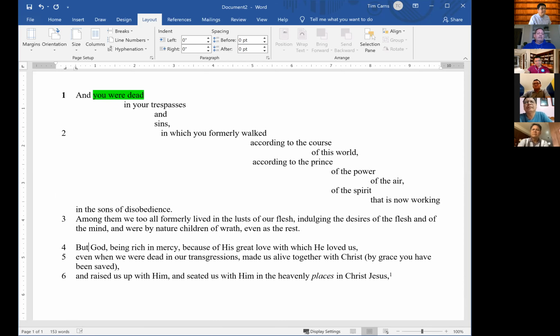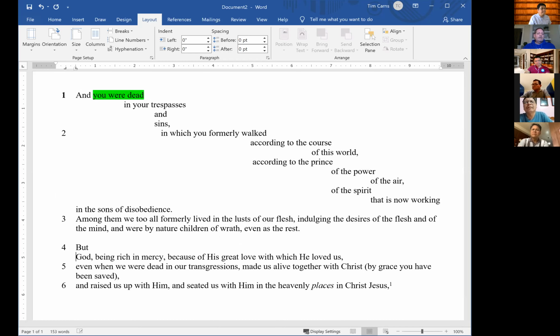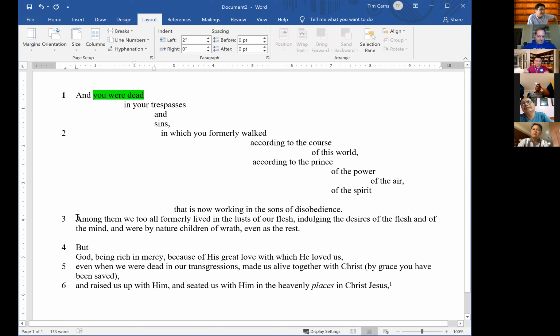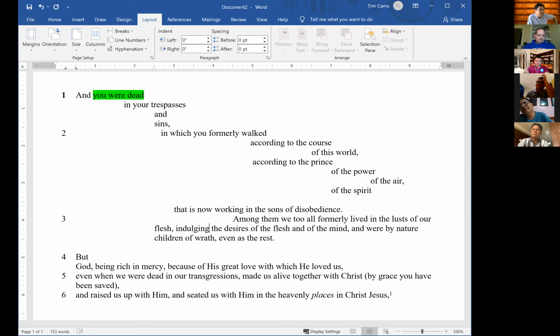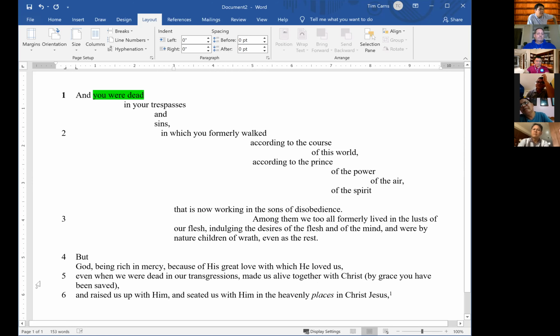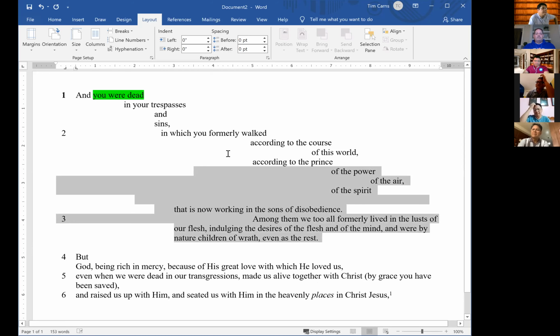That conjunction, but God. The conjunction is the turning point. I'm not going to spend a lot of time on it because I'd have to change the font. So all of these phrases in here modify stuff in here. But the two main ideas are: you were dead, but God. And then he's got more modifiers here.